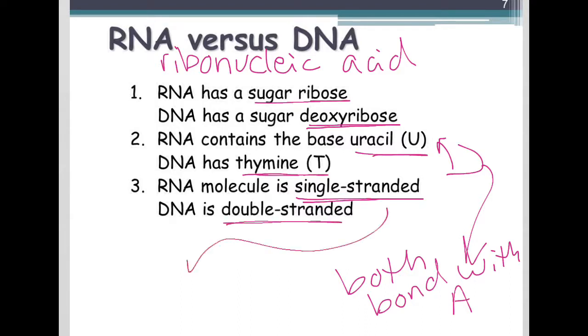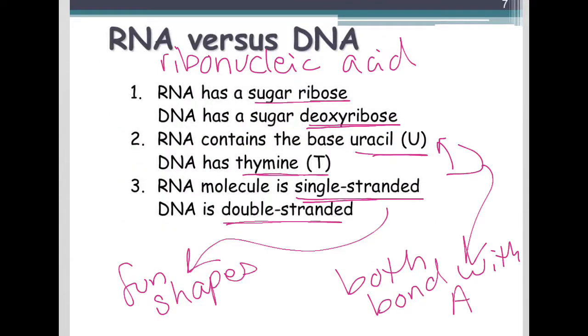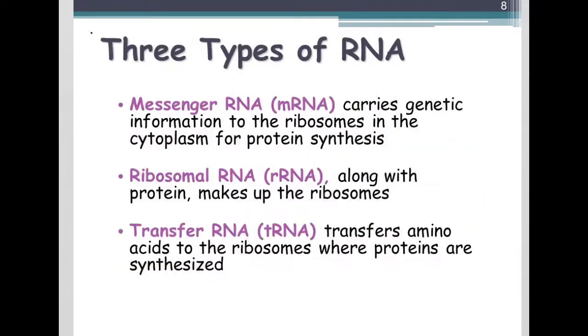And so this actually means that we will get fun shapes of RNA, which we're not going to talk about in this video, but you're going to see throughout our discussion of protein synthesis. And one other thing to mention that's not listed here is that RNA can actually go inside and outside of the nucleus. So RNA travels around the cell, whereas DNA basically for the most part stays inside the nucleus. That's another really huge difference.